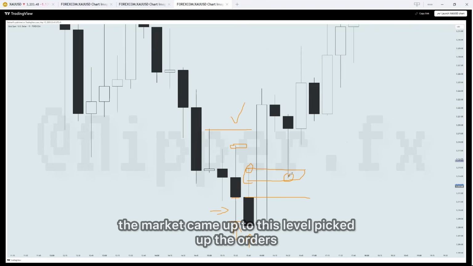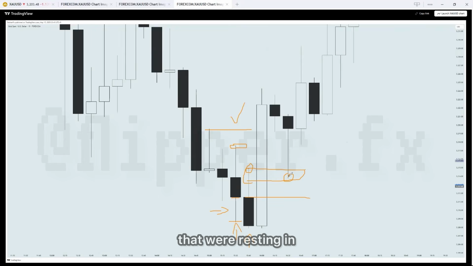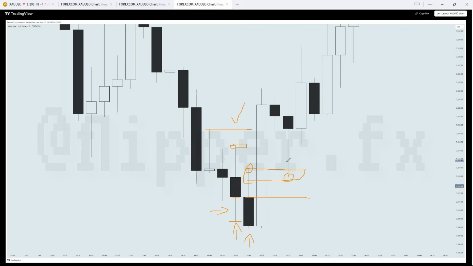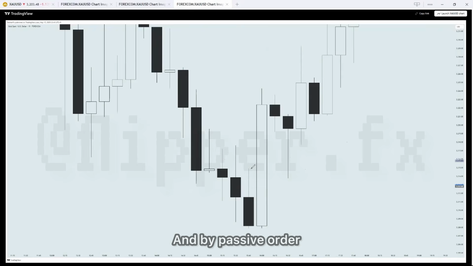The market came up to this level, picked up the orders that were resting in that range, and once it picked them, it didn't stay there. The market never stays where orders are picked. Whenever the market taps into a pending order, a passive order, it moves immediately. And by passive order, I mean limit orders, your limit orders.